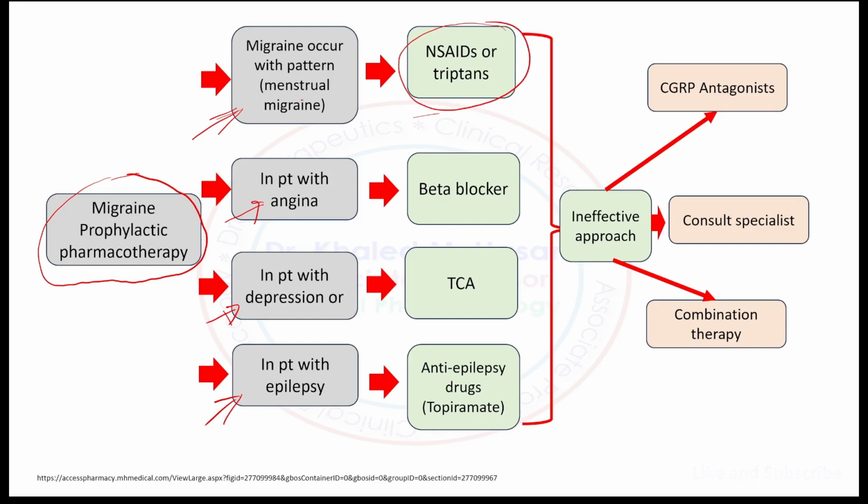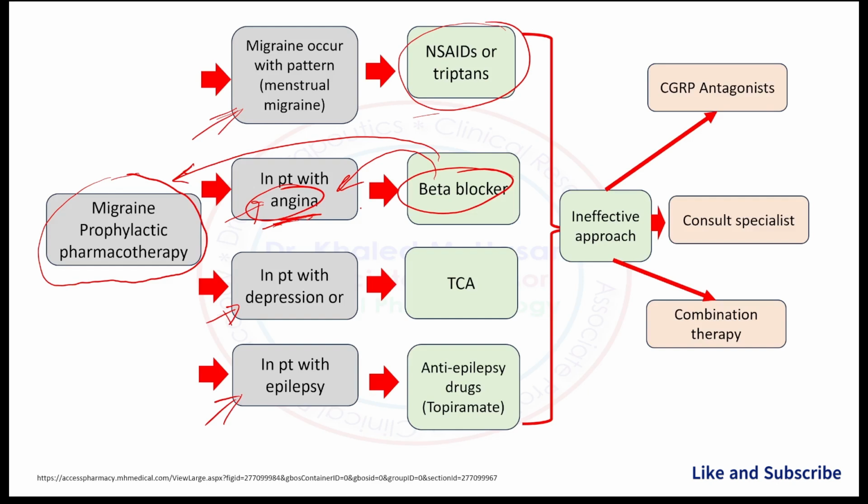This could be one option. Angina and migraine: we know that beta blocker could be considered one of the best medications for angina, and we know that propranolol is used for prophylactic treatment for migraine. For this reason, the drug of choice for patients suffering from angina and migraine will be beta blocker.